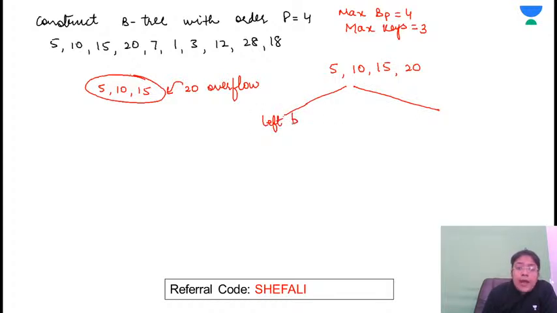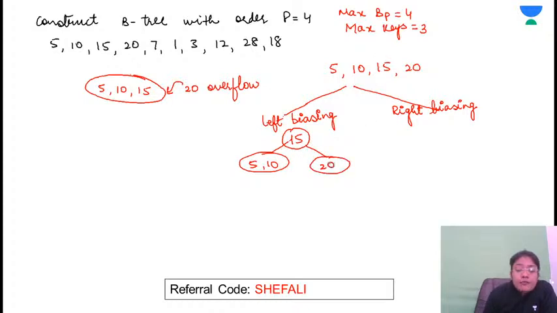Left biasing and right biasing. Left biasing means in the left node more children will be there, because one node is going up. So in one node we will have one element and in another node we will have two. So in a case of left biasing, 15 will go up, on the left of 15 we will have 5 and 10, and here we will have 20. This is a case of left biasing.